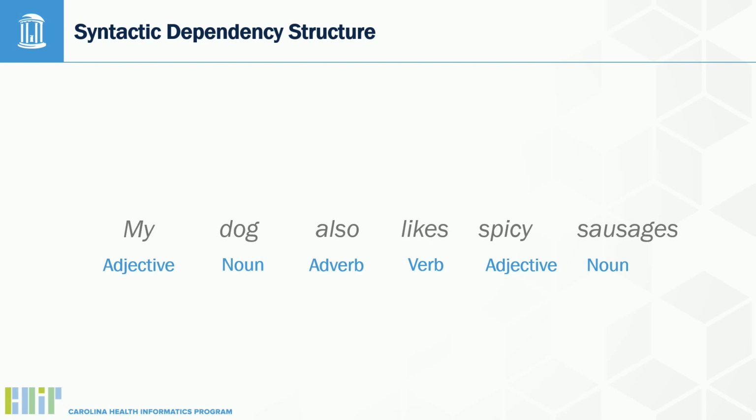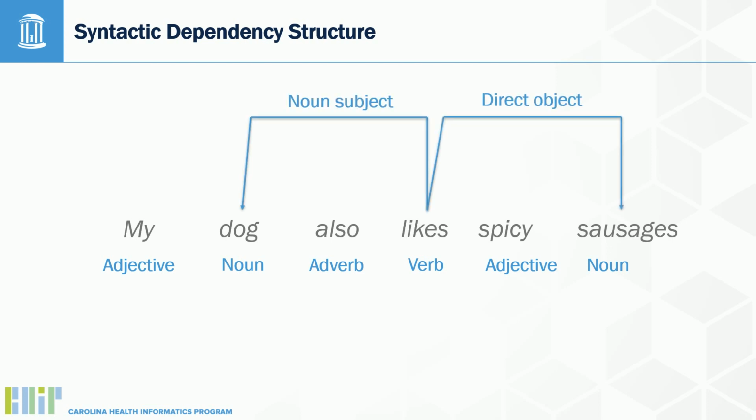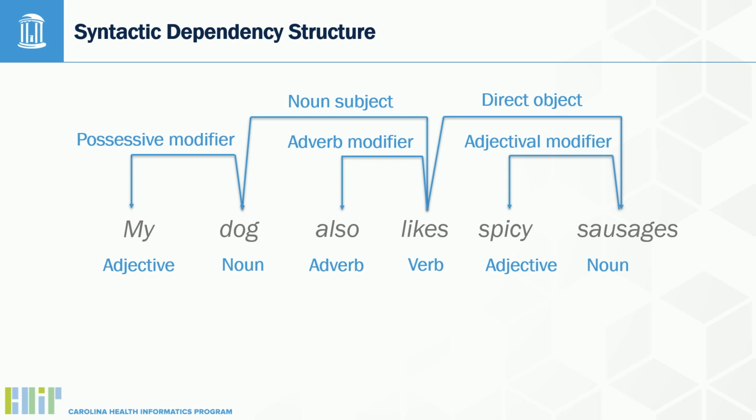The verb likes has one subject and one object. The sausage is modified by spicy, giving us a noun phrase. Also is an adverb modifier to likes. The my here is the possessive term to specify which dog we're talking about.